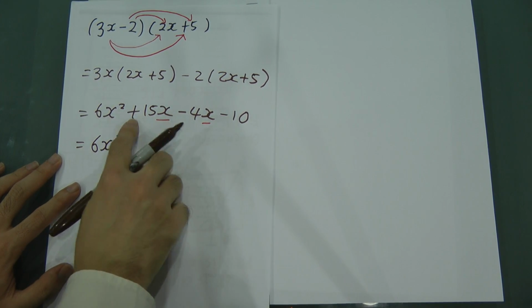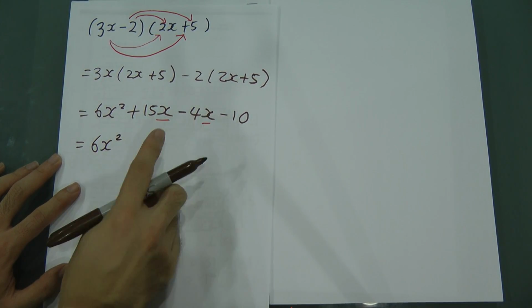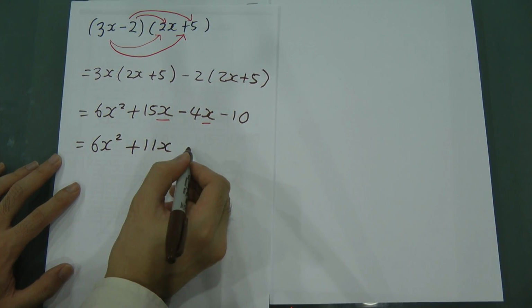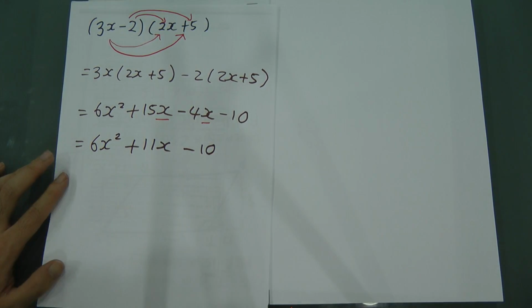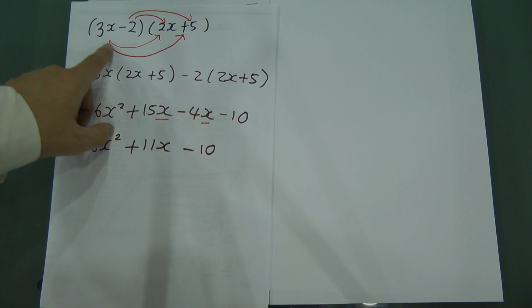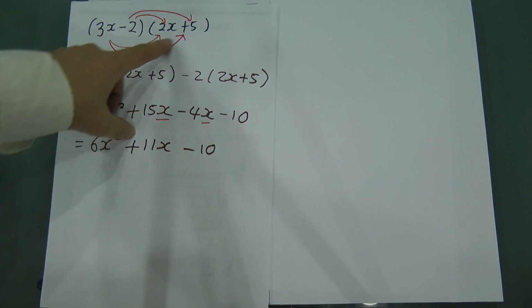6x squared plus 15x minus 4x. We get 15x minus 4x is 11x. And then minus 10. That's all. Okay? This is the way to multiply. It means you have to multiply both.